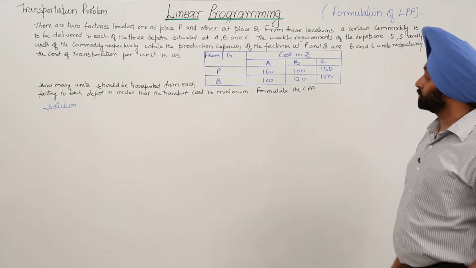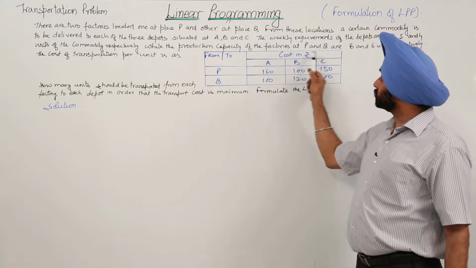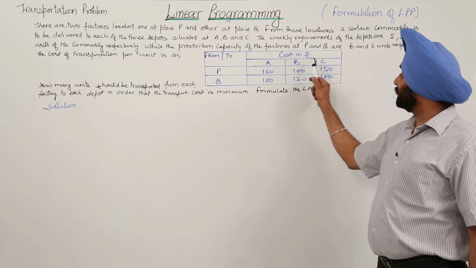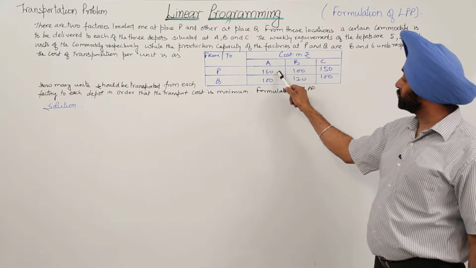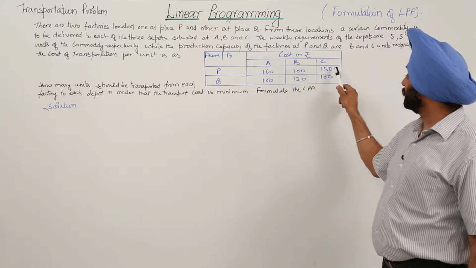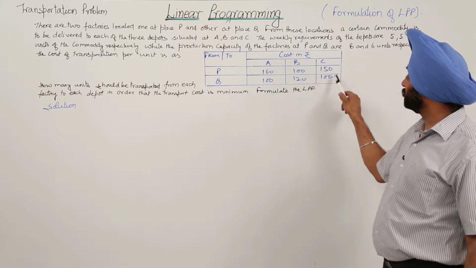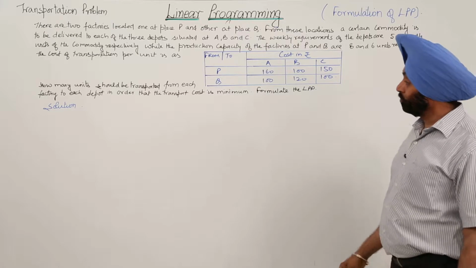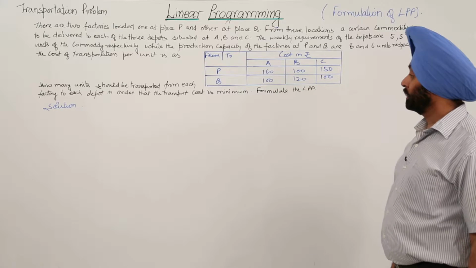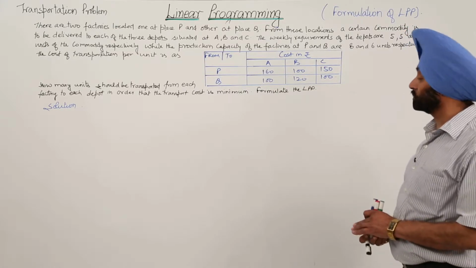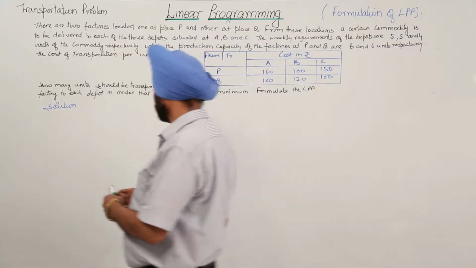The cost of transportation per unit is as from and to, cost in rupees, A, B and C are the 3 depots, P and Q are the factories. So the cost is 160 rupees to A, 100 rupees to B and 150 rupees to C. Similarly 100 to A, 120 to B and 100 to C in rupees. How many units should be transported from each factory to each depot in order that the transport cost is minimum? Formulate the LPP.